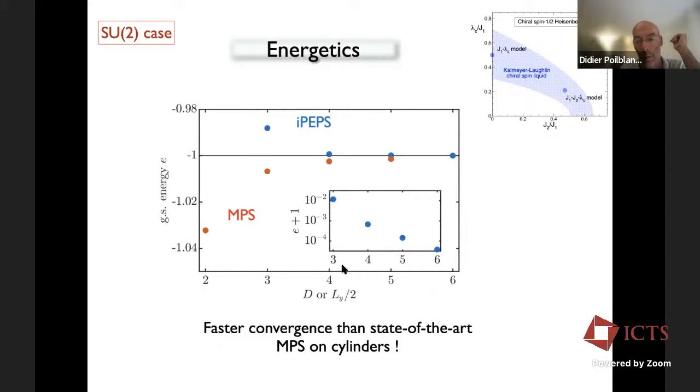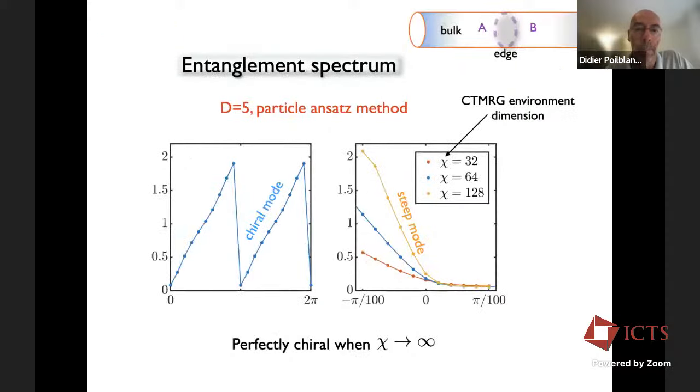So this is a semi-log plot as a function of the bond dimension D, and you see that it converges very fast, basically exponentially fast, much better than the MPS. So that's the first sign that the ansatz is extremely good to describe the chiral spin liquid ground state.